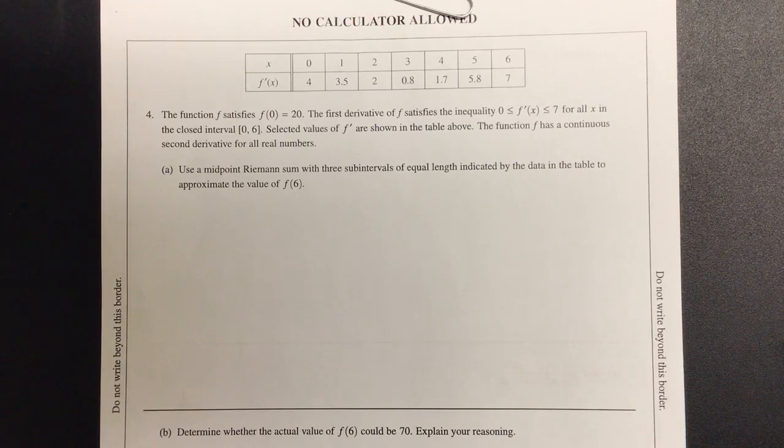The first derivative of f satisfies the inequality 0 is less than or equal to f prime of x is less than or equal to 7 for all x in the closed interval 0 to 6. Select values of f prime are shown in the table above. The function f has a continuous second derivative for all numbers. Use the midpoint Riemann sum with 3 subintervals of equal length indicated by the data in the table to approximate the value of f of 6.